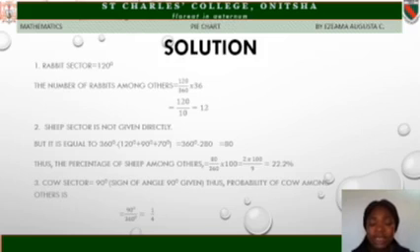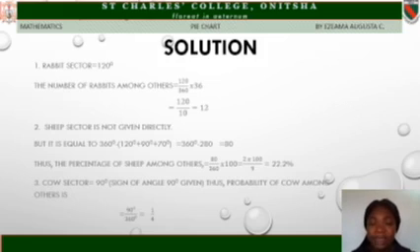2. The sector for sheep. Sheep sector is not given directly, but how do we get it? You sum up the total of the other angles, which is 120 plus 90 plus 70, and subtract it from 360. It will give you 80. Therefore, the sheep sector is 80 degrees.